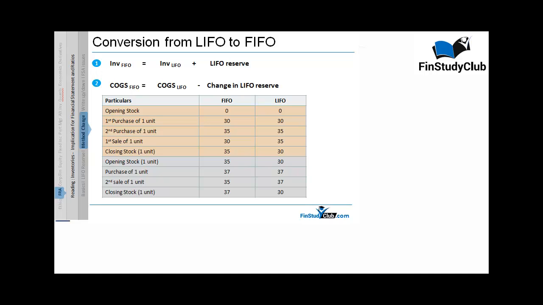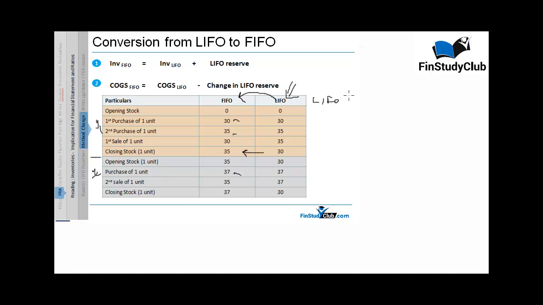I don't want you to look at the figures first. I want you to look at this example, which is again the same example that I have been carrying forward. For simplicity's sake, I have taken everything as one unit. The first purchase of 30, second purchase of 35, the third one is at 37. The orange bar is year 1 and this is year 2. Now here, if a firm is following LIFO, last in first out, and needs to change into FIFO, let's look at the inventory first.